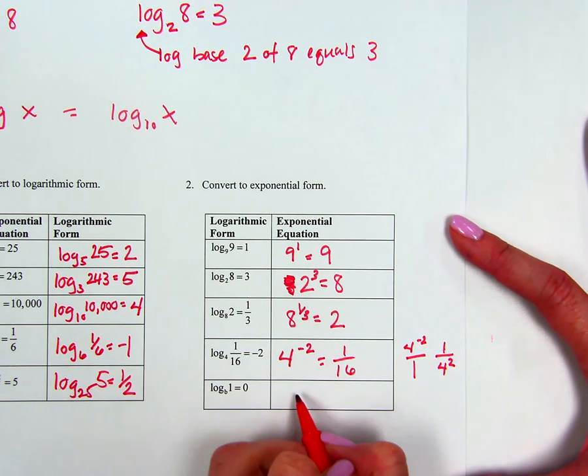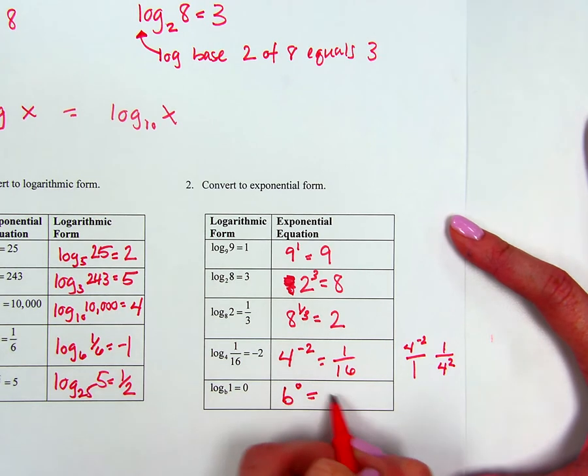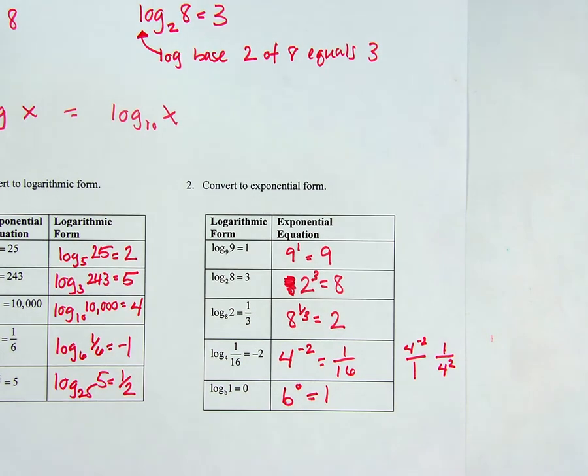And then our last one is b to the 0. We know anything raised to the 0 power is 1. So there you go, that's the first sheet. The second page is just a little bit more extra practice.